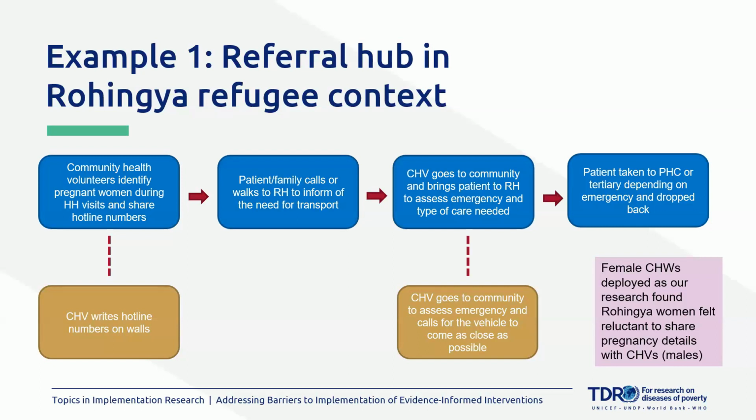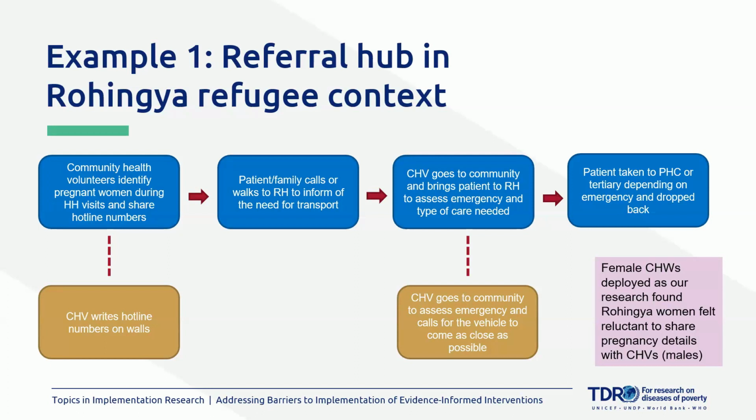details about pregnancy from those women, and at the same time they were sharing the hotline numbers of the referral hub. So the idea was that if they needed transport, if they needed a transfer to the facility, they would give a phone call to the referral hub, and then the car would come and pick them up. So that was the idea. The community health volunteers took those details of the pregnant women and their expected date of delivery, and also shared the hotline numbers of the referral hub.